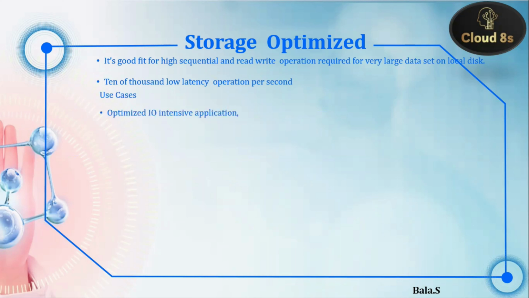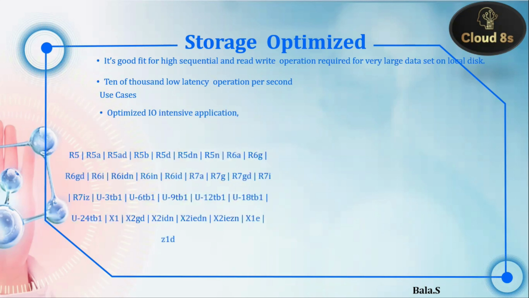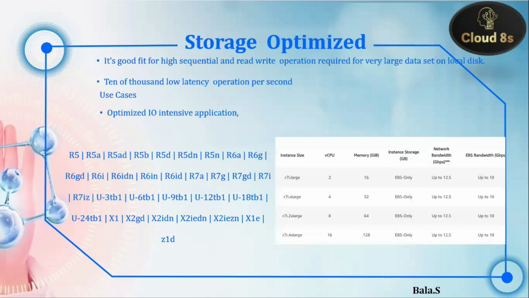So basically, whenever you run any kind of application with a higher number of input output operations, you can go with storage optimized. It will be helpful. So these are the categories, and they are generally providing different sizes in each category.